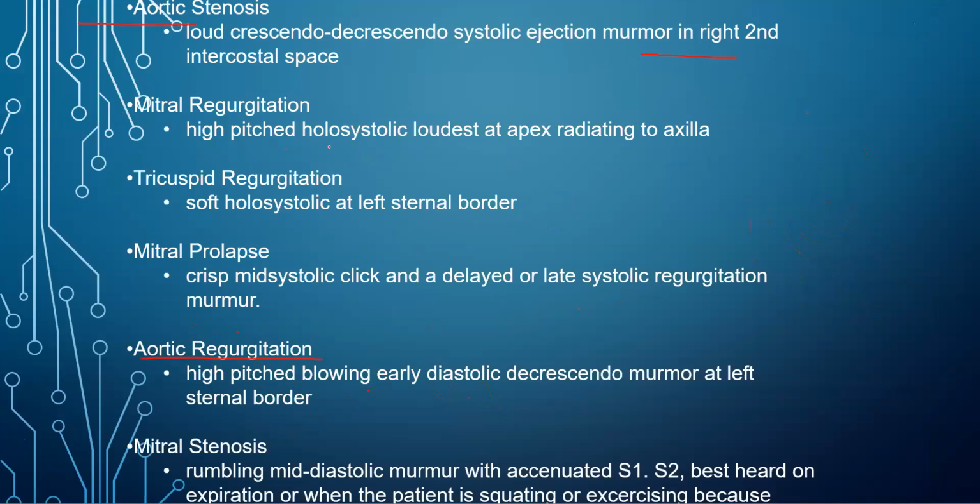Mitral regurgitation is a holosystolic or pansystolic murmur in the mitral area, which is the apex of your heart. The mitral regurgitation murmur radiates to the axilla. There are two murmurs which radiate: one is mitral regurgitation, another is aortic stenosis. The aortic stenosis murmur radiates to the neck or carotid.